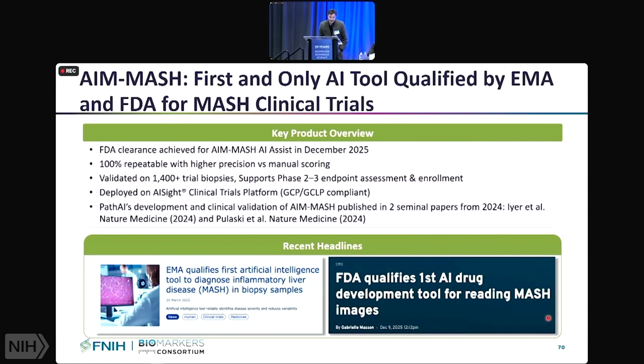And we received the EMA qualification in March of 2025, and we just achieved the FDA qualification in December 2025. So we think this is the first AI tool, certainly in MASH, that's been qualified by both the EMA and the FDA. So this was a really rigorous process of both analytic validation and clinical validation.